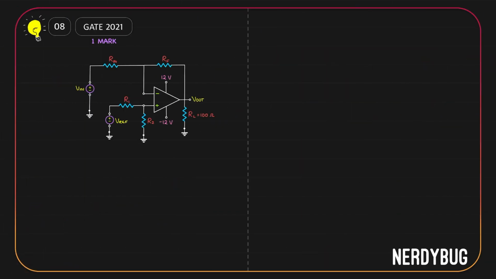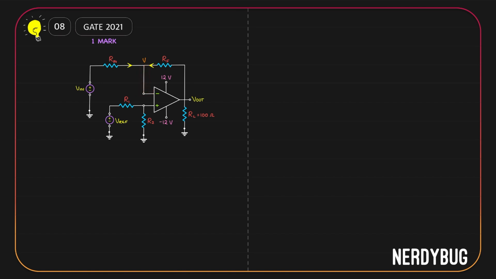Let us figure this out. We'll start by marking the potential at this point as V. Now assume that through Rin a current flows in this direction. The current will be equal to Vin minus V divided by Rin. Let us also take the current through Rf to be in this direction. Then that current will be Vout minus V divided by Rf. No current will flow into the OpAmp because our OpAmp is ideal.